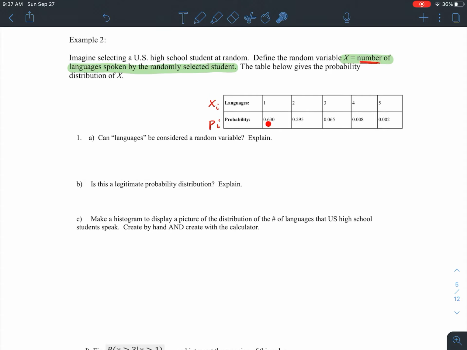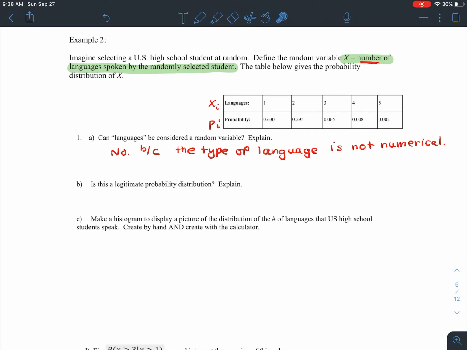I'm going to put a little sub i because someone could speak 1, 2, 3, 4. We've got 5 different languages in this table. And then underneath those numbers is the likelihood or probability that a randomly selected student would speak that number of languages. Okay. For number 1, it says, can languages be considered a random variable? Explain. So we're going to say no, because the type of language is not numerical. If we're talking about the actual language that someone speaks, that is not numerical in nature.